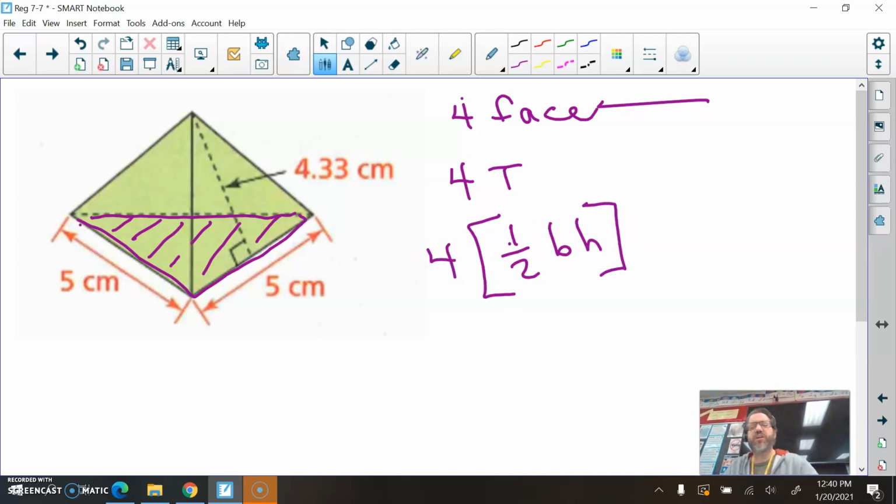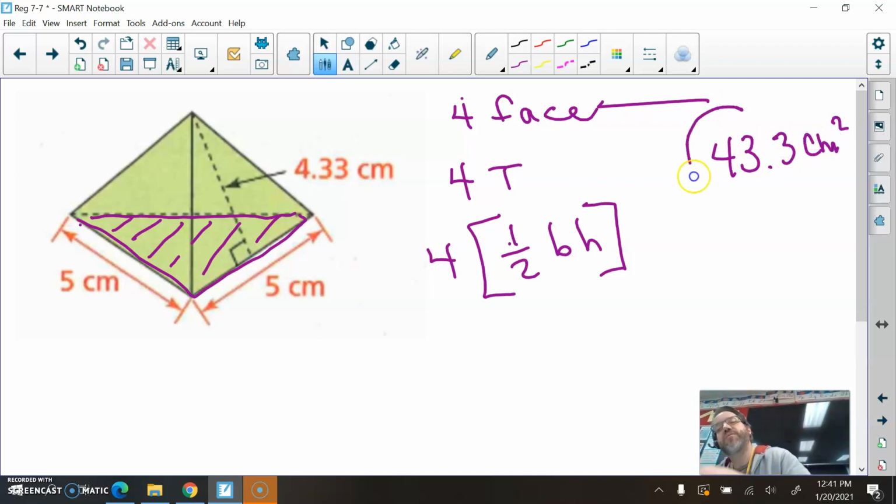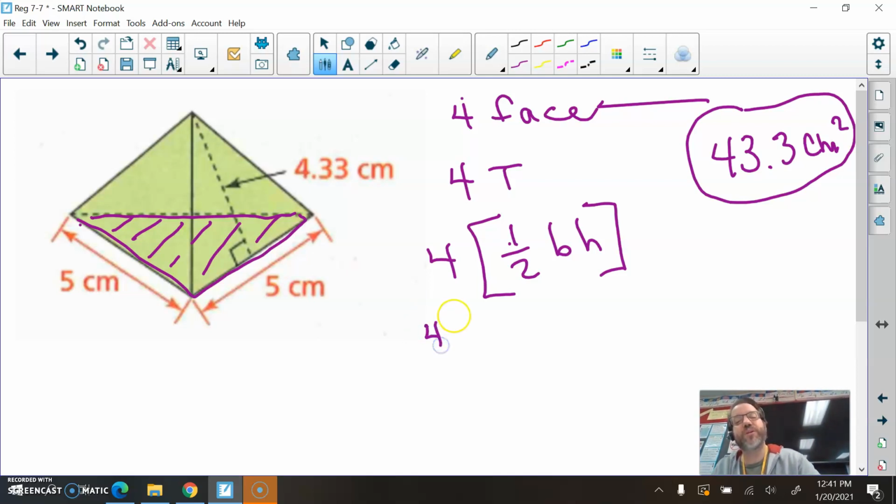Some of you might be thinking, well, if we're just going to take 4 times 1/2, can't I just take 2 times 5 times 4.3 and then be done? Yes, you can take 2 times 5 times 4.33, and that would be 43.3 square centimeters. Oh my goodness, were you expecting surface area of pyramids to be this easy? All right, I better show my work though, for those of you that aren't following what I just did.